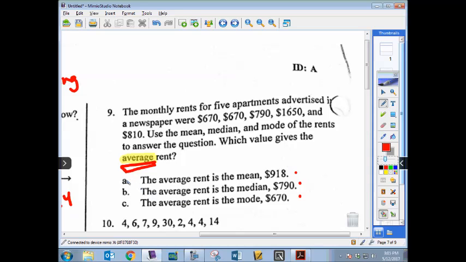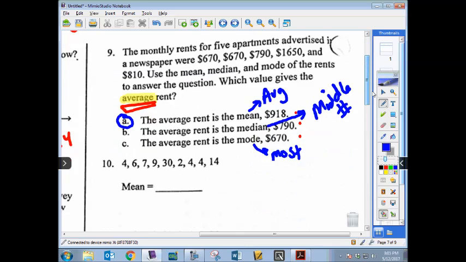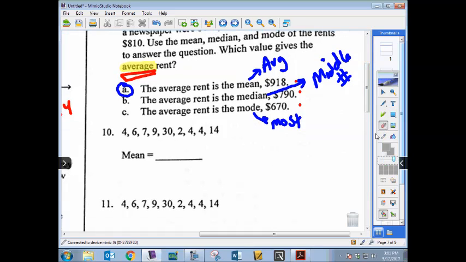And from what I saw in the clickers, the majority of you thought you knew that average always means mean. Okay, remember, mean is the average. You can write this down as something you can study from. Median, we already wrote this, but I'll write it again, is your middle number. And the mode is the most occurring, or most often, or most frequent, or most repeated. Okay? All right, number 10, finding the mean.